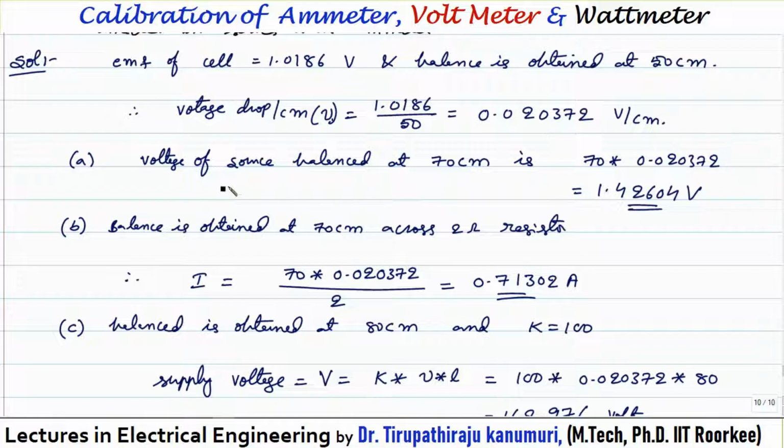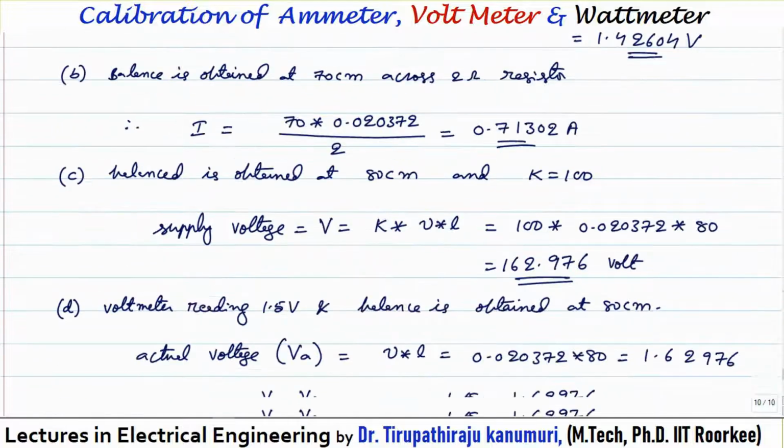That is the voltage drop per centimeter in the dial, or the resistor, of the potentiometer. Then the voltage of the source, if it is balanced at 70 centimeters, will be equal to 70 centimeters multiplied by the voltage per centimeter. When you multiply it, you will get 1.42604 volts. Then for part B, balance is obtained at 70 centimeters across the 2 ohm resistor. So the total voltage drop will be 70 multiplied by the voltage drop per centimeter. That divided by the resistance will give your current. So this is my actual value of the current.